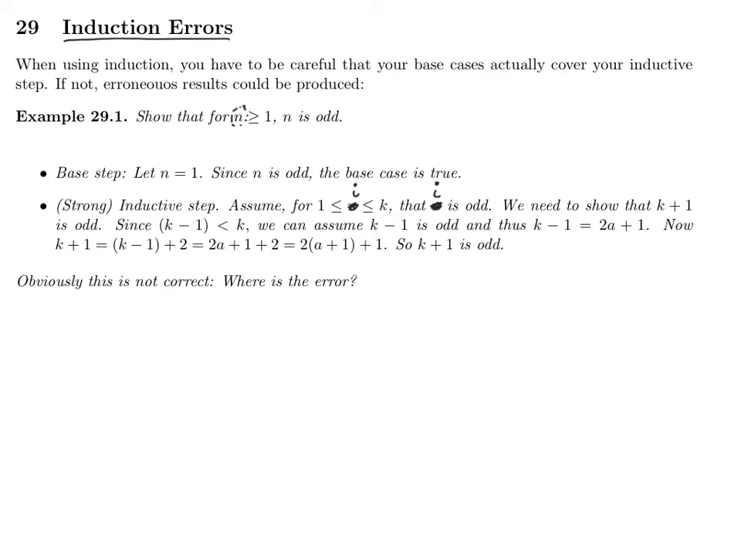And remember this. Remember that we're assuming that all numbers from 1 to k inclusive are odd. k minus 1 is less than k, so we're going to assume this guy is odd. So k minus 1 is odd, so we can write k minus 1 as 2a plus 1. All right, let's add 2 to both sides of this.